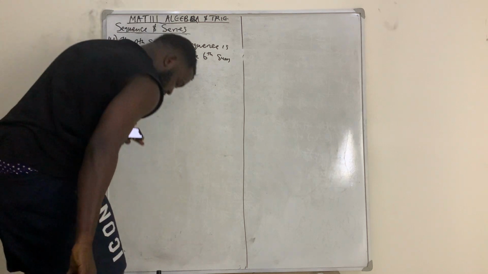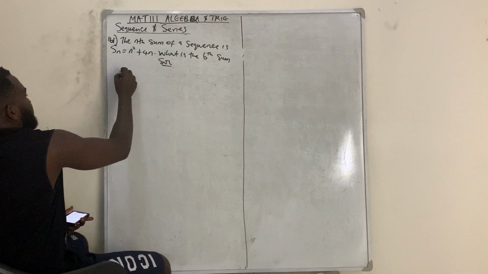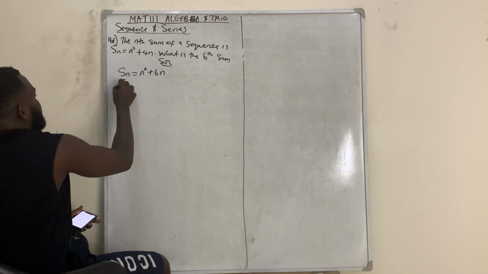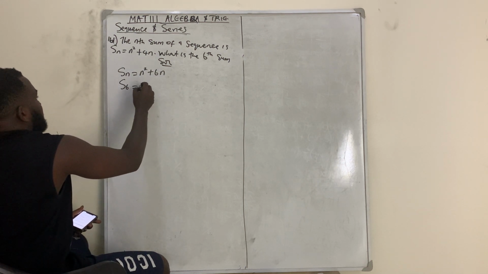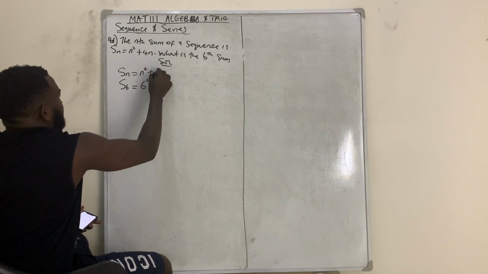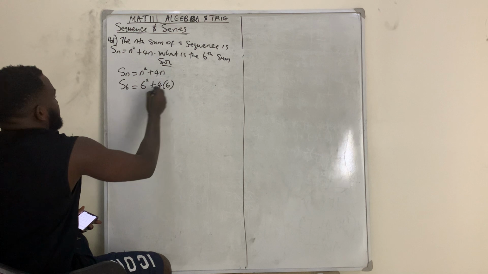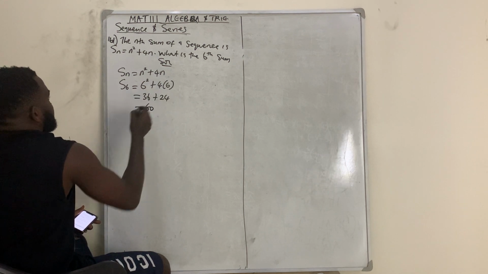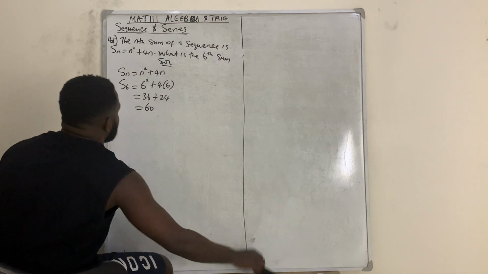Solution. This is very, very simple. They have given us the formula that Sn is equal to n squared plus 4n. So S6 is equal to what? 6 squared plus 4 into 6. Which is 36 plus 24, which is 60. So this question is very simple.